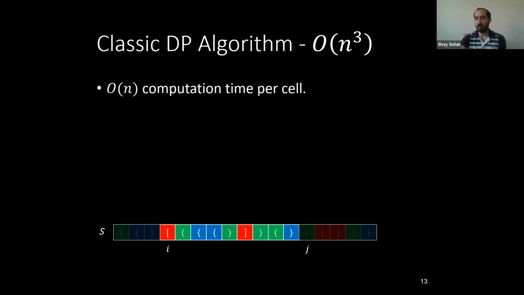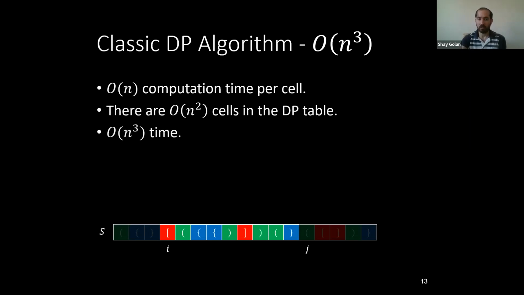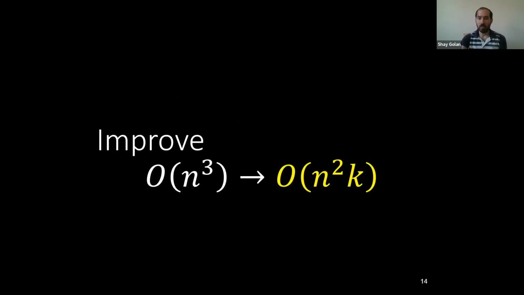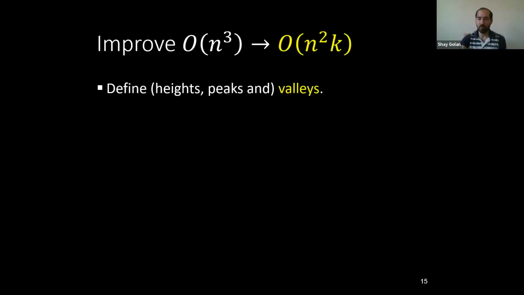The computation time for every substring is order of n, and there are order of n squared cells. Therefore, the total time is n cubed. Now I will show how we improve it. Our first step in the paper is to improve the running time of this algorithm from n cubed to n squared k. And we do it in 3 steps.